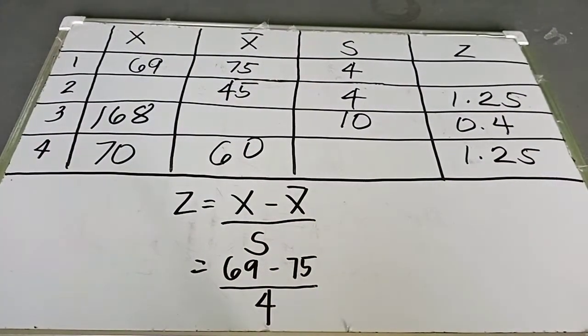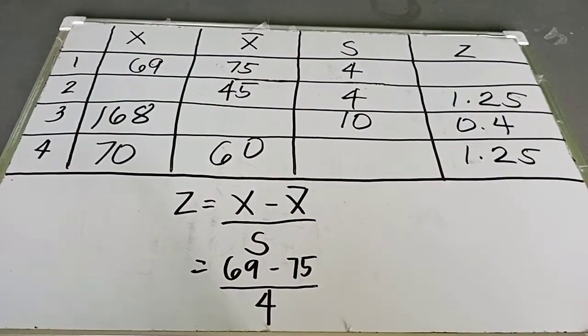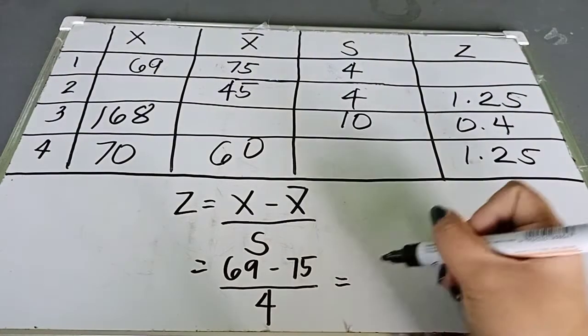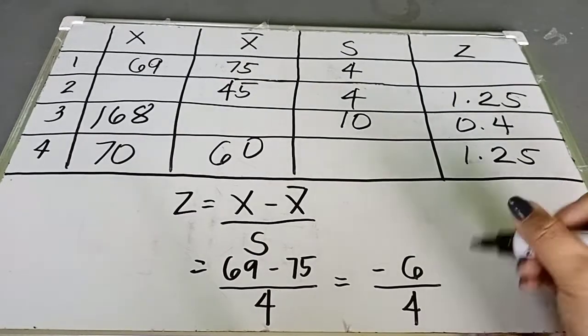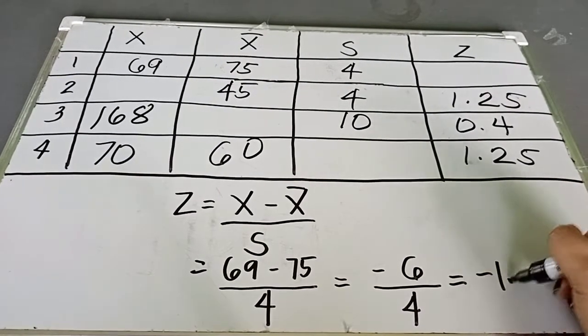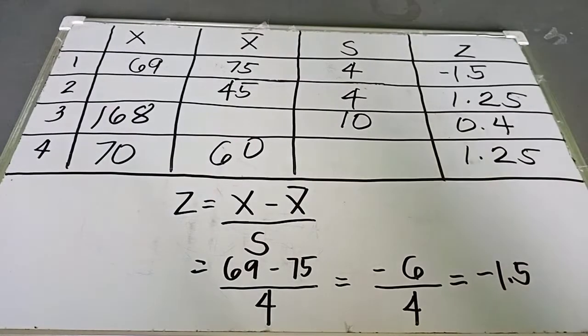So class, what are you going to do? You need to subtract 69 and 75. You all know that 69 minus 75 is equivalent to negative 6, all over 4. Negative 6 divided by 4 is equivalent to negative 1.5. Therefore, your standard score is negative 1.5.